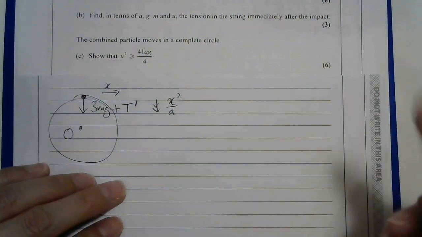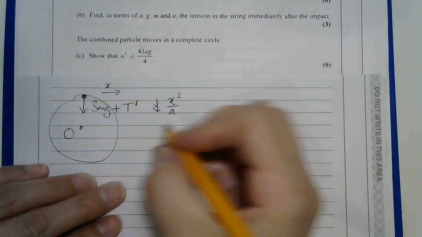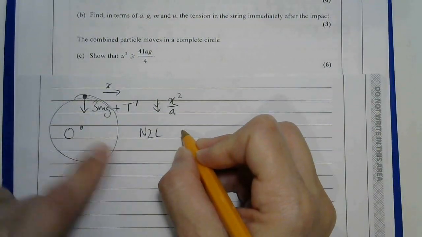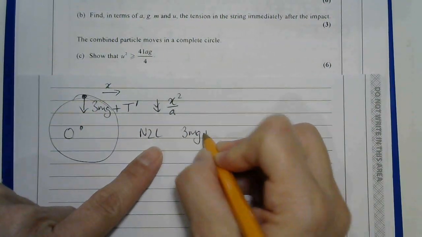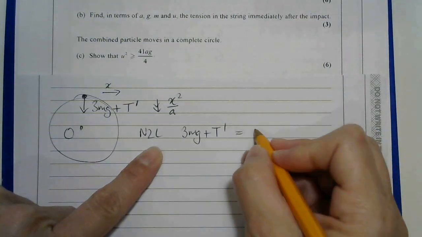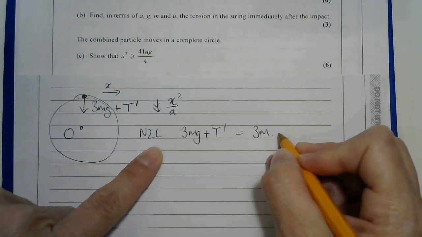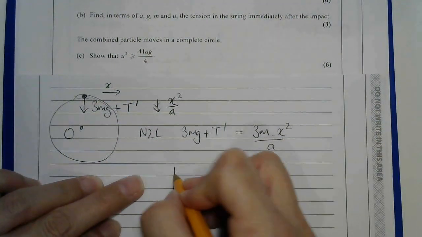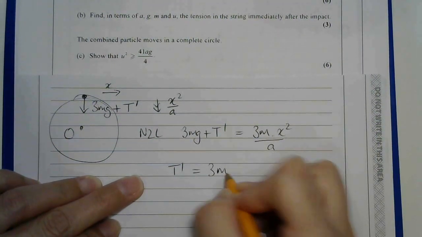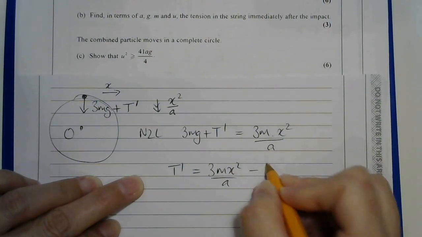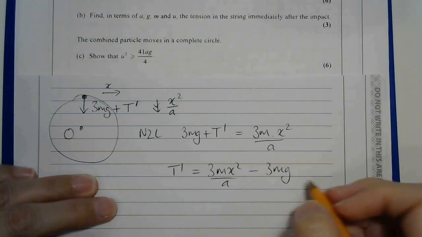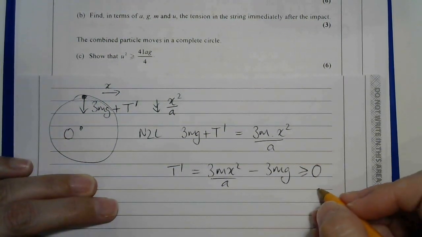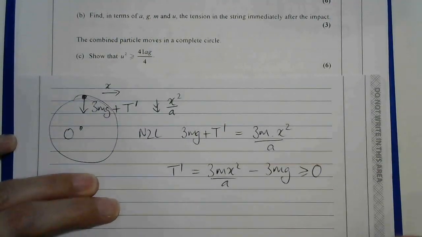Okay, so I can use Newton's second law, and the forces towards the centre of the circle, 3mg plus T dash, will equal the mass, which is 3m, multiplied by the acceleration, which is x squared over a. And I know, therefore, that the tension will be 3m x squared over a minus 3mg. And I know that that tension must be bigger than or equal to 0 for a complete circle to happen.